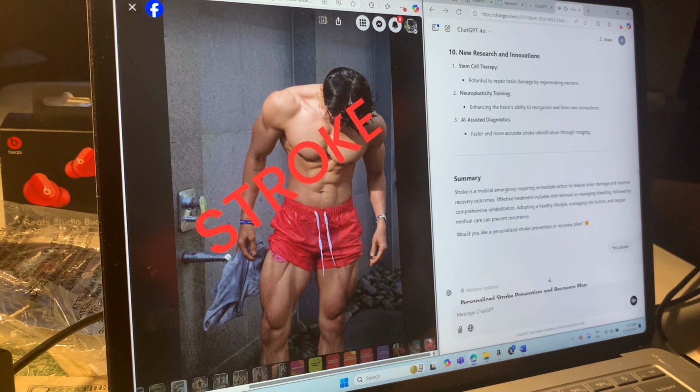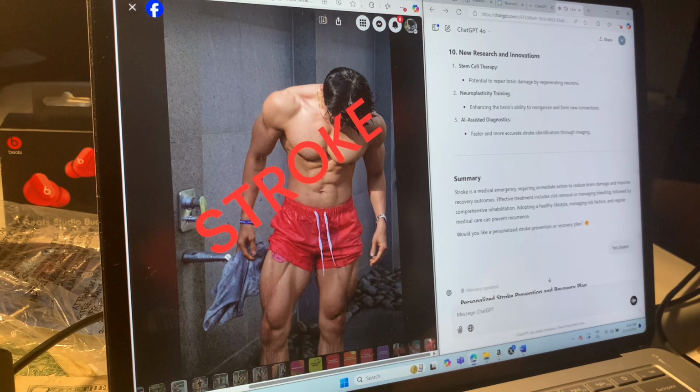Speech therapy, recover communication skills if speech is affected. Cognitive therapy, improve memory, problem solving, and focus. C. Psychological support, address depression, anxiety, or frustration with therapy or counseling. D. Lifestyle changes, adopt a healthy lifestyle to reduce the risk of recurrence.